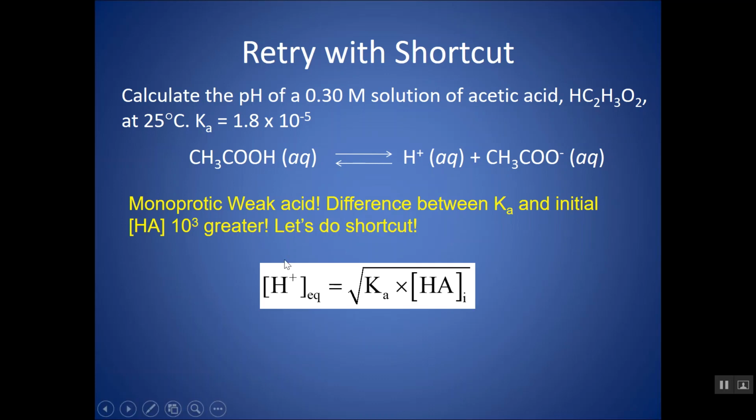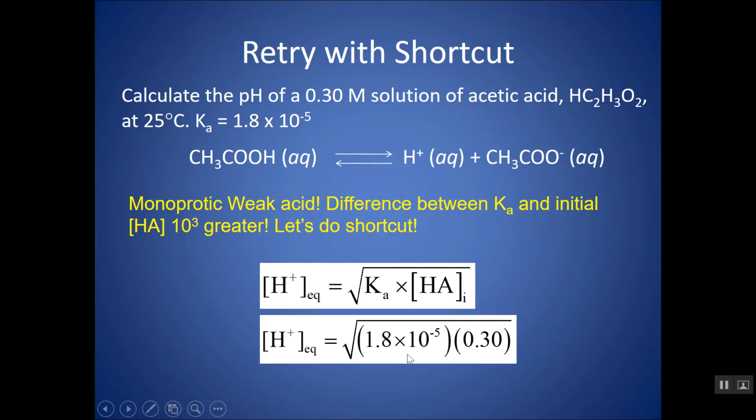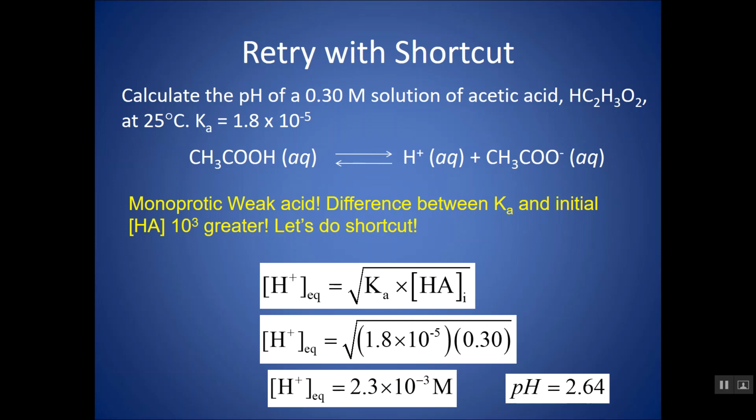So if I plug in H plus equals, here's my Ka, here's my initial acid, taking the square root, and there's my H plus, and here's my pH. Same exact numbers, much quicker to do rather than doing an ice box. Again, the reason why you can do this is because this is really just your Ka rearranged to solve for H plus.